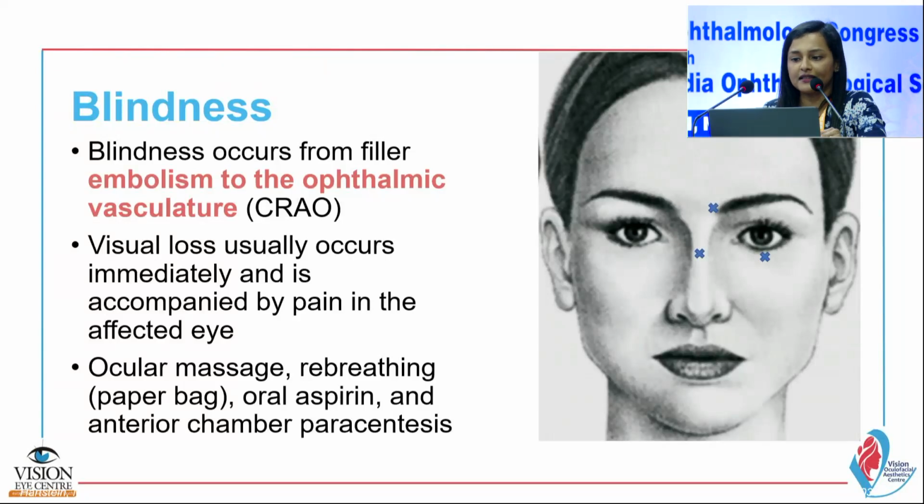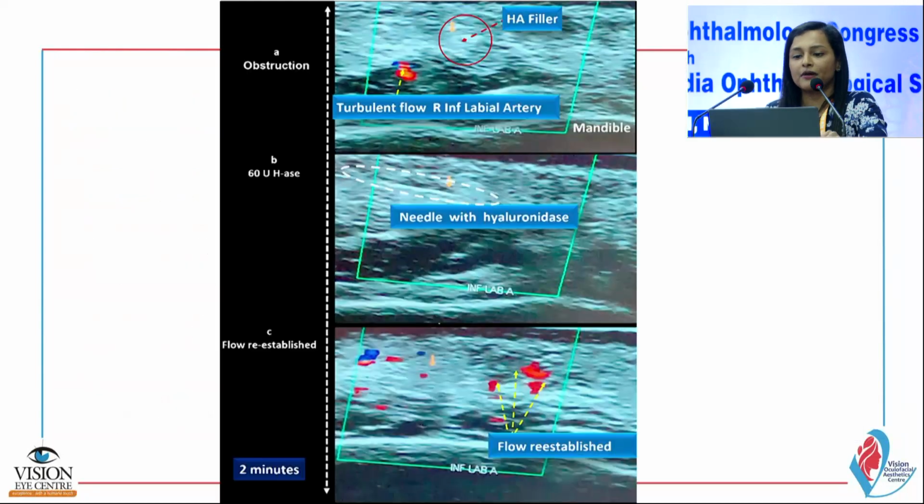So in these conditions, there is controversial talk about retrobulbar hyaluronidase injections, but what actually works is the superficial injection. So for example, this is a patient who had issues with a mandibular injection of filler, and under ultrasound guidance, they were able to re-establish flow within about an hour or so, because once you inject the hyaluronidase, since it's a hyaluronic acid filler, you can re-establish flow.